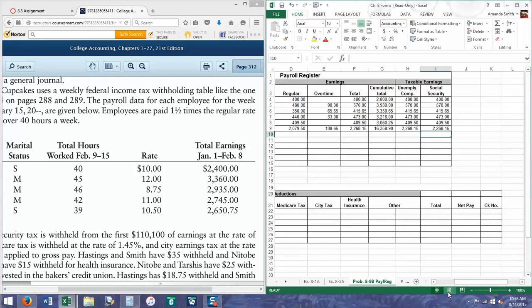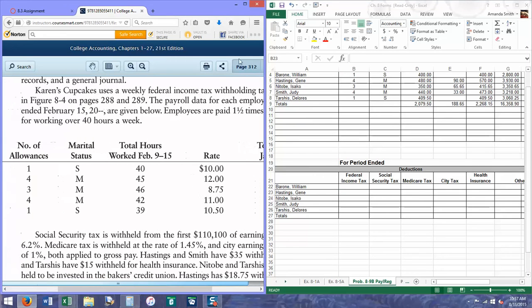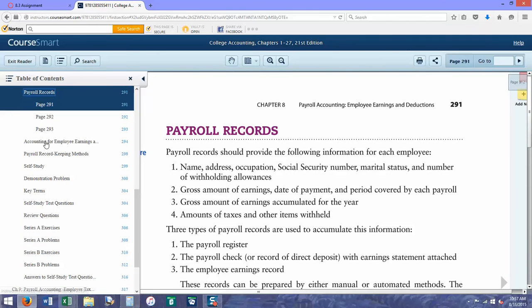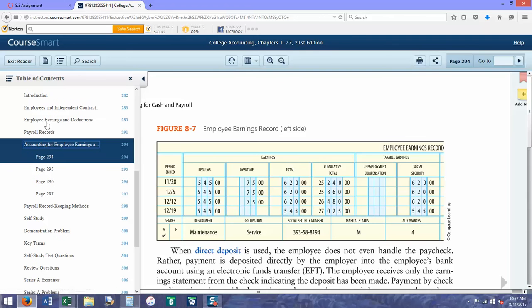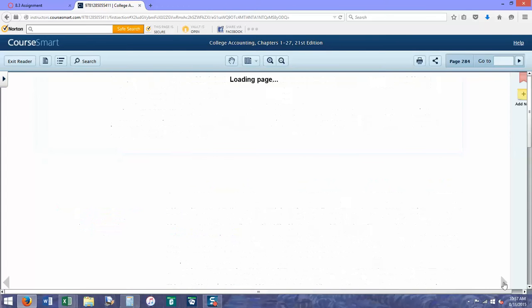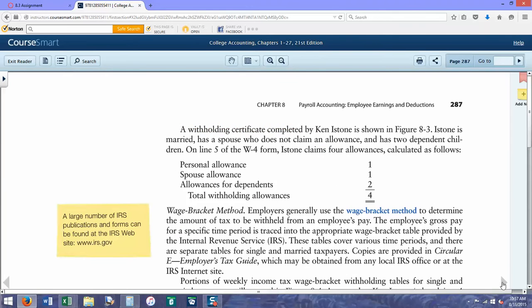Okay, so the first part is done. Now we come down to the taxes. So for this information, to figure out what their federal tax amounts are, we're going to have to go back and look at the information in the textbook. Okay, so we're going to go back and look for the charts we're given. It might be easier for you to print out those 2 pages so you don't have to keep flipping back within the book.